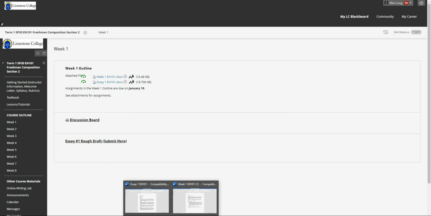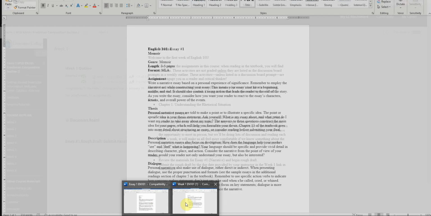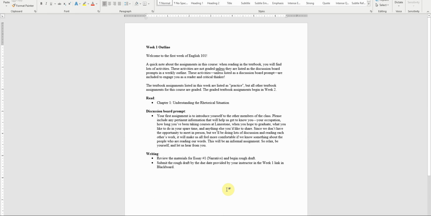Before we get to the Essay 1 Rough Draft Dropbox, let's go through the Week 1 outline. For the Week 1 outline, you have just a brief discussion at the top that you'll want to read through, and then you have an assigned reading, Chapter 1, and an assigned discussion board prompt. The first discussion board for this course is not graded. It is just an introduction, so hop into the discussion board and introduce yourself to the class.